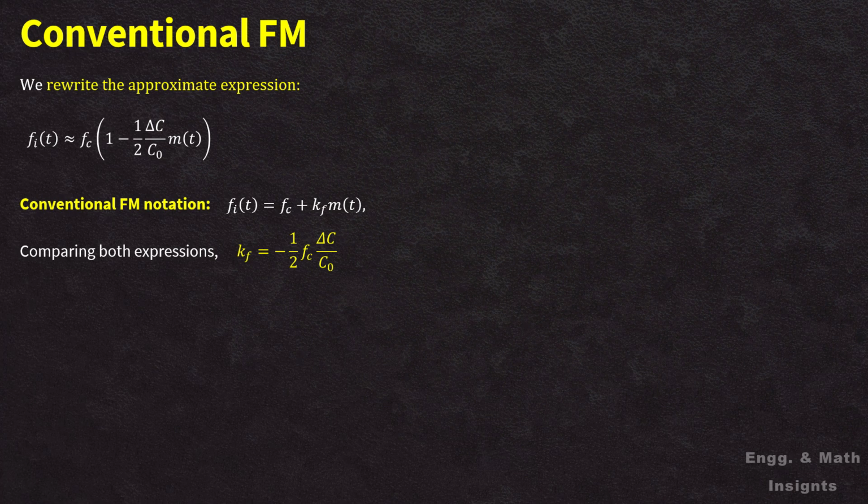Thus, kf is a property of the modulator block, and linear FM output is produced directly in the LC oscillator block. Now, from previous, we know the peak frequency deviation del f is equal to half into del c by c naught, where |m(t)| is less than or equal to 1, and the frequency sensitivity kf is equal to minus half fc into del c by c naught. So we can write the magnitude of kf is equal to del f. The magnitude of kf determines the frequency deviation.